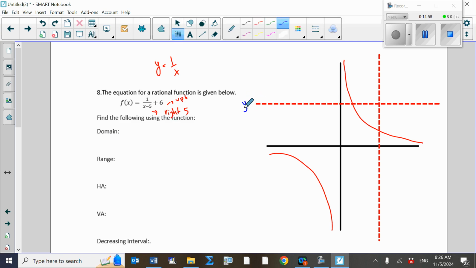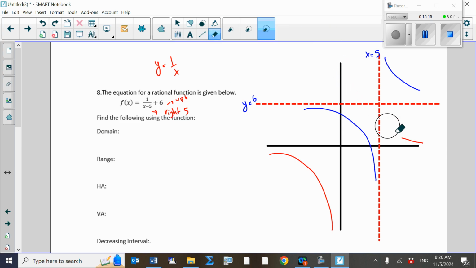So my horizontal asymptote is now at y equal to 6. It was 0, now it's 6. And the vertical asymptote is now at x equal to 5. And this will be the graph of my function now. Okay. Now, what is the domain of the function? Let me erase these extra curves.